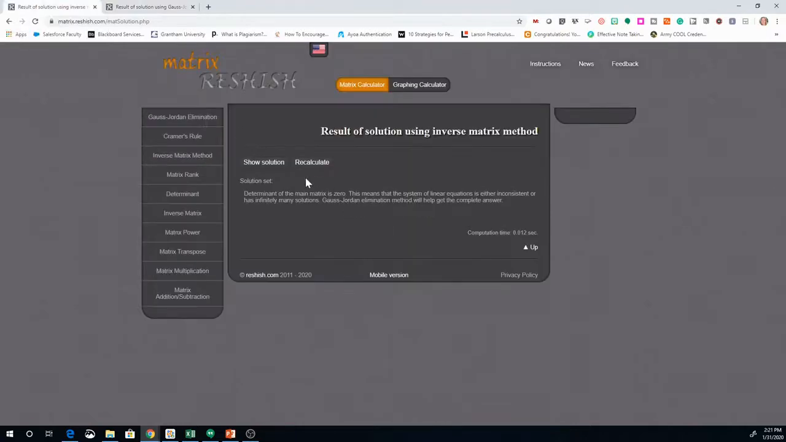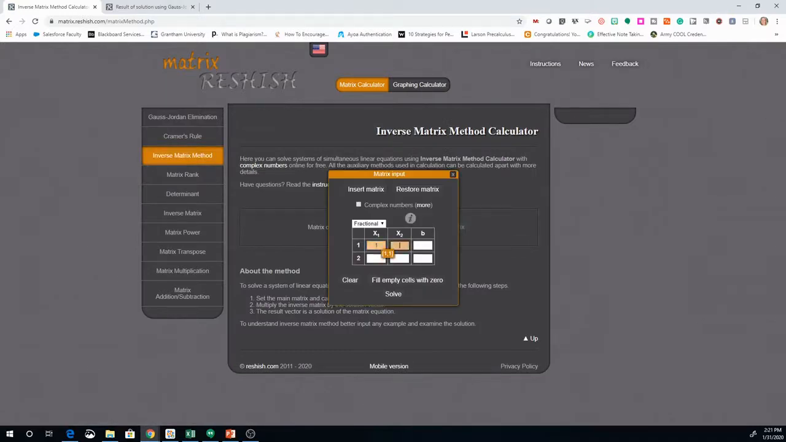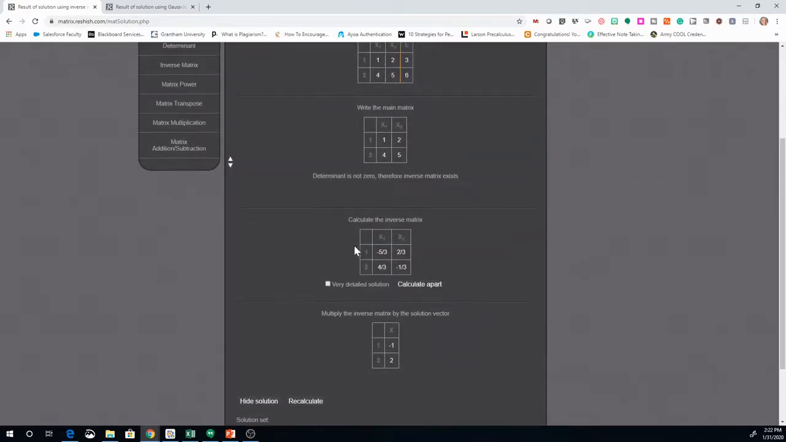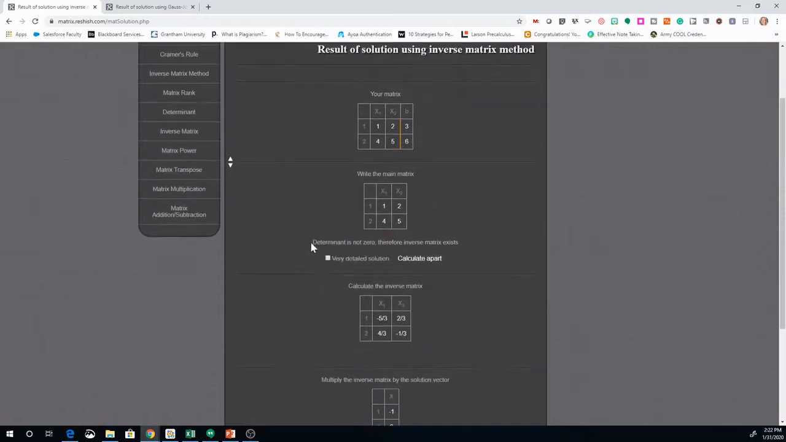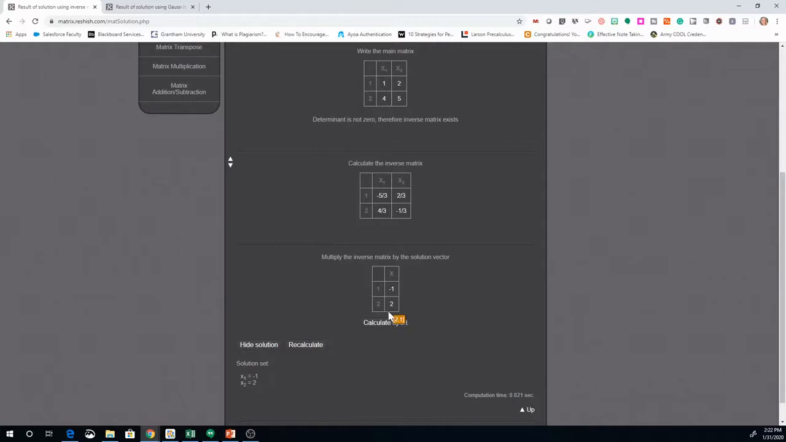So I'm going to go back, and let's do Recalculate. Let's go back to Inverse Matrix Method. I'm going to have to choose a different matrix this time. I'm just making these up, so I'm going to click Solve. And then it's giving you your solution set, negative 1 and 2. If you show solutions, you can see that it used the inverse method. It wrote the matrix, gave the inverse, and then gave you the final solution there.